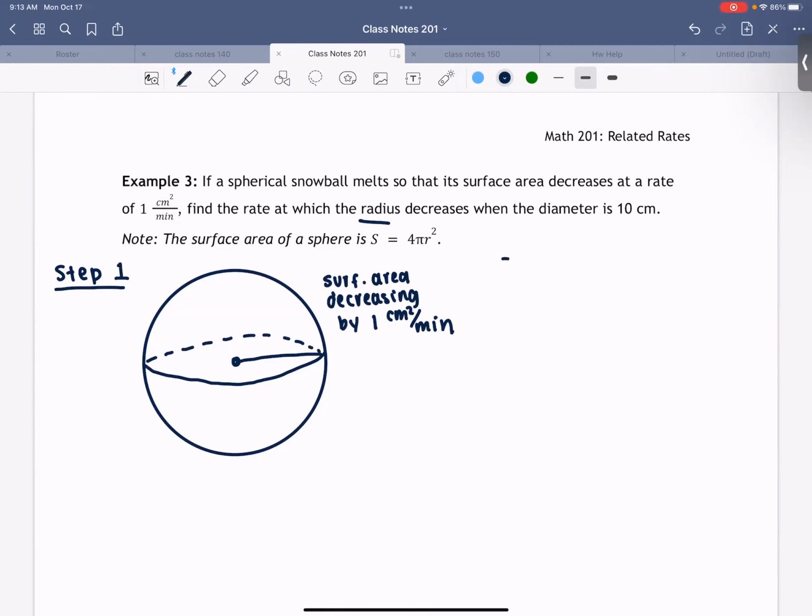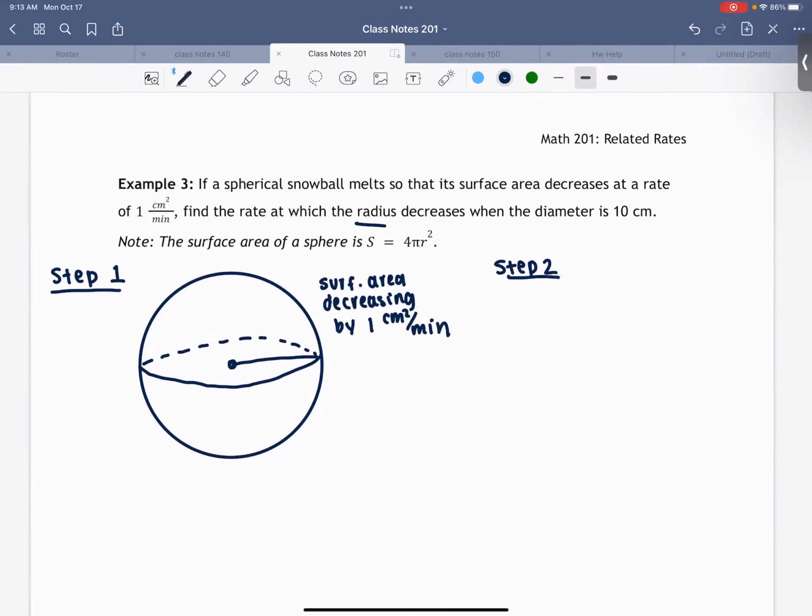So let's go to step two. Step two says I need to figure out what my variables mean. Now, because the formula kind of gave it to me already, looks like surface area is going to be S, right? So let's just write that down.